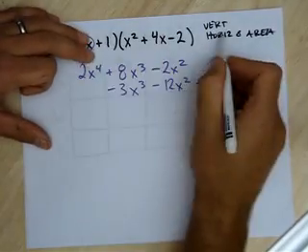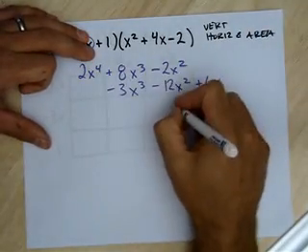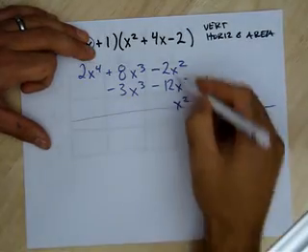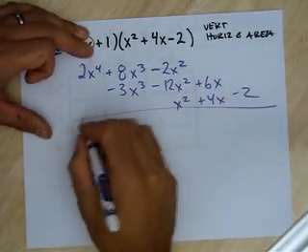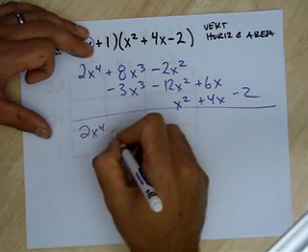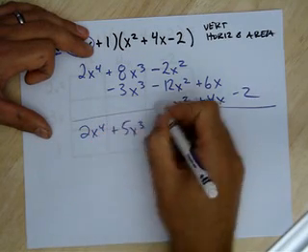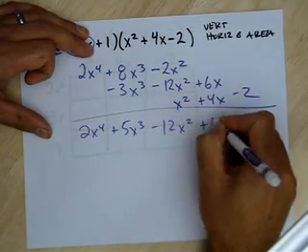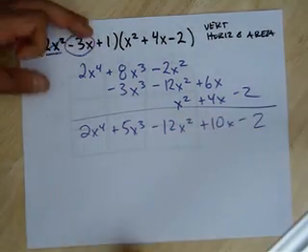No, I got to multiply all these by 1. When I multiply by 1, I get the same thing back. There we go. So I get x squared plus 4x minus 2. Notice how I lined all these guys up nice so I can combine like terms.